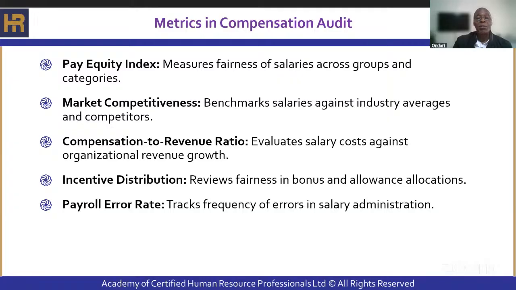How about distribution of incentives? We should ensure that if it is bonuses and allowances that are given, they should be given fairly. There should be fairness. And lastly is the error rate in our payrolls. How many errors do we make when it comes to compensation, particularly when we are calculating the monthly pay as well as the variable pay, like bonuses and overtime.